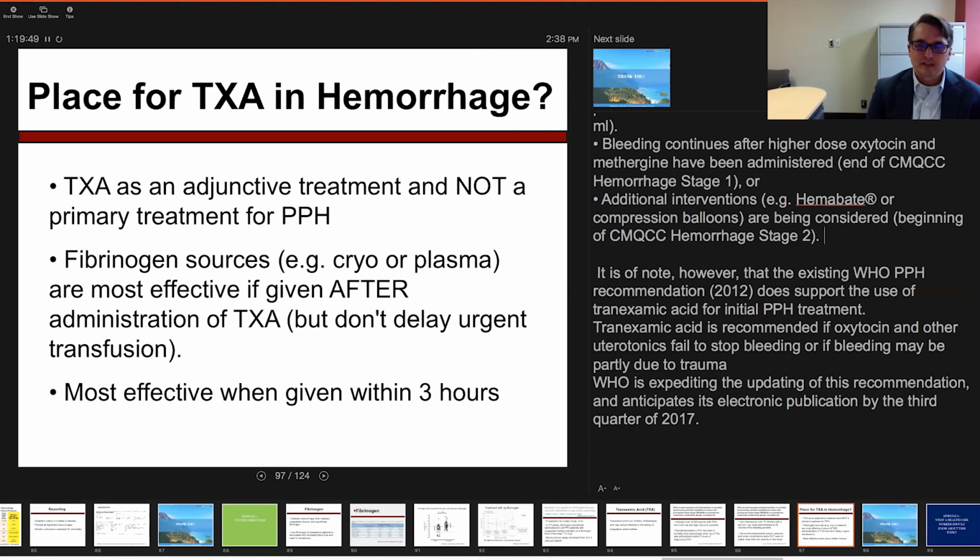The World Health Organization, again, is updating its guidelines, hopefully any day soon, where they're going to put out the new version sometime in 2017. And I would expect, since that large trial has been completed, they will update their statement more specifically about the use of tranexamic acid. So please look for that also.